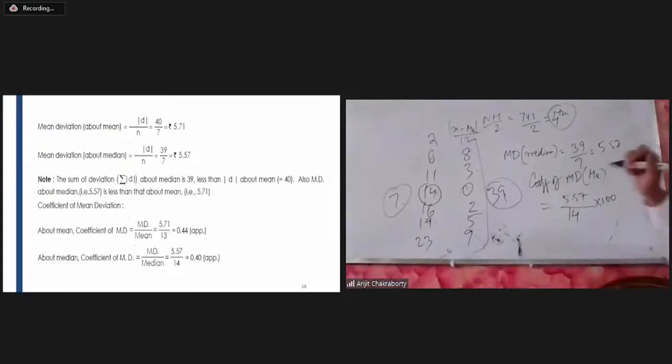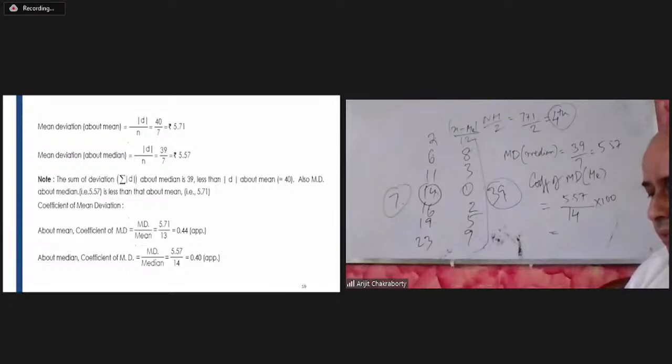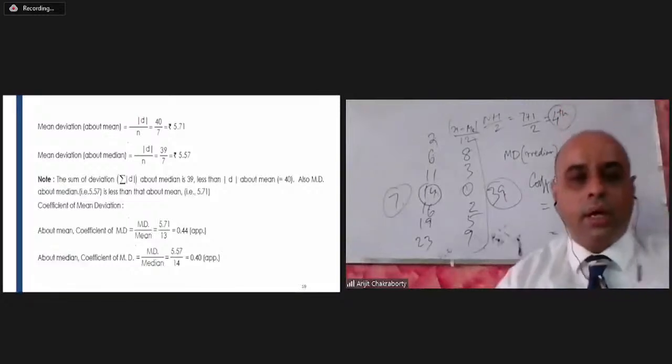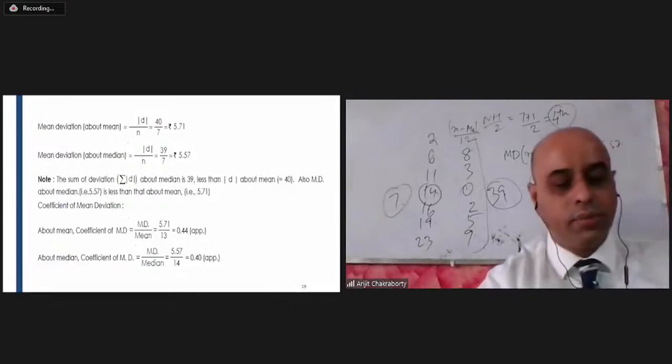Okay, you can just multiply that by 100. It will come to 5.57 by 14. So 5.57 divided by 14 into 100 gives us approximately 40, or 0.4. So this is how we calculate mean deviation about mean and mean deviation about median. Okay, so I hope you are following.